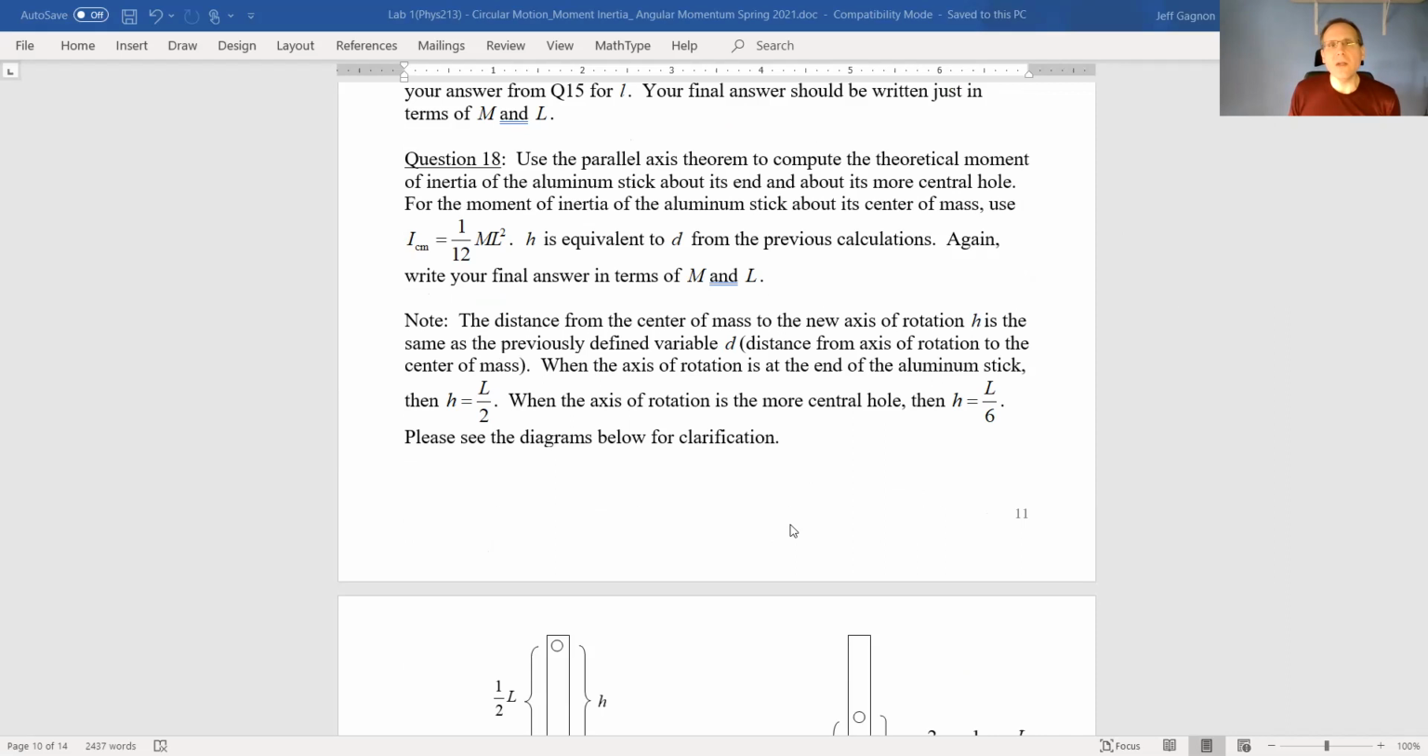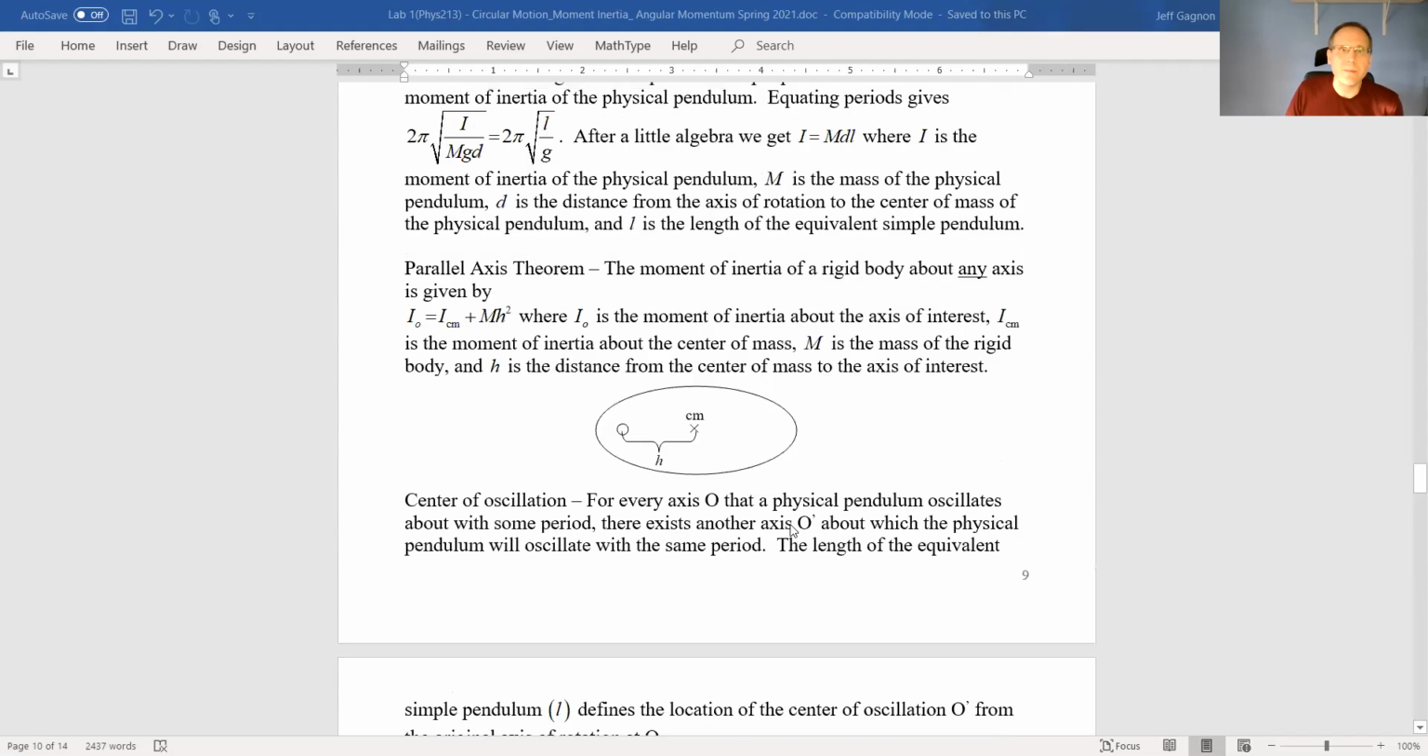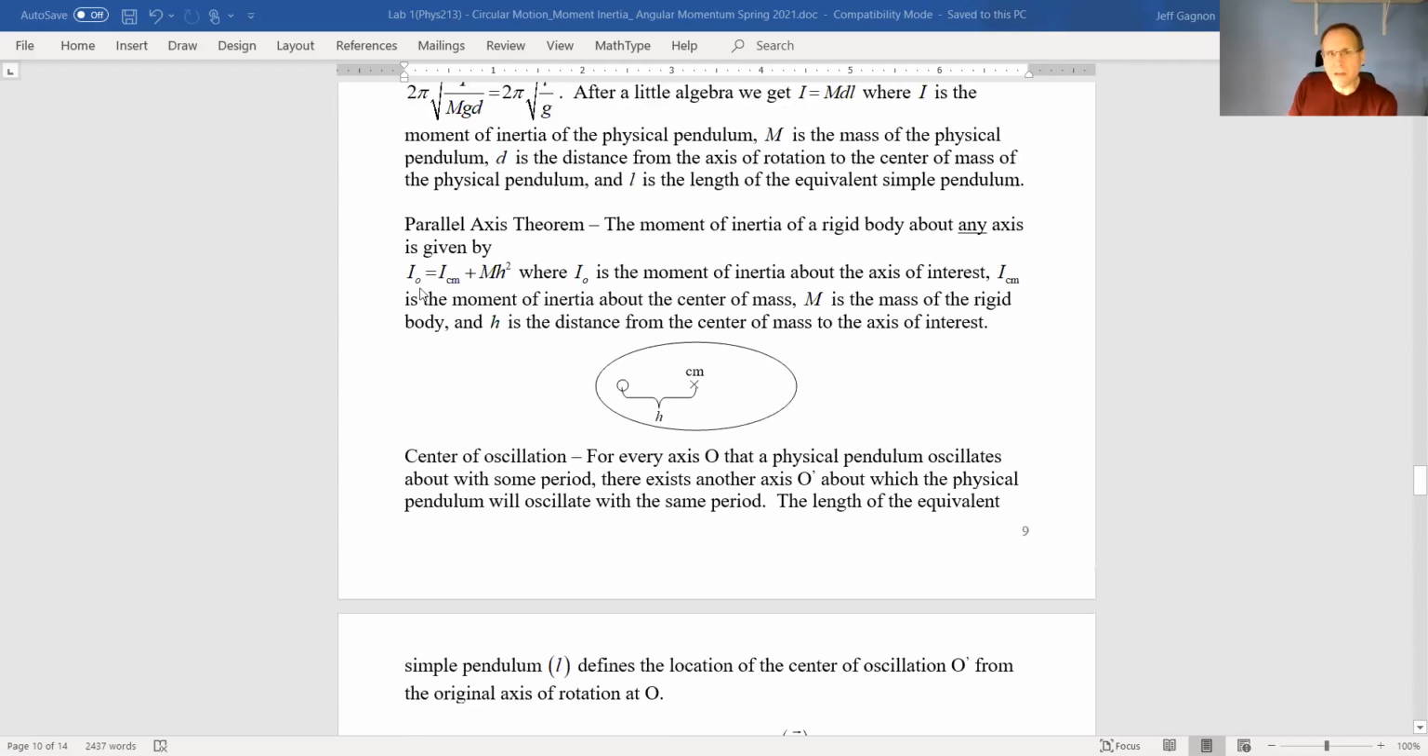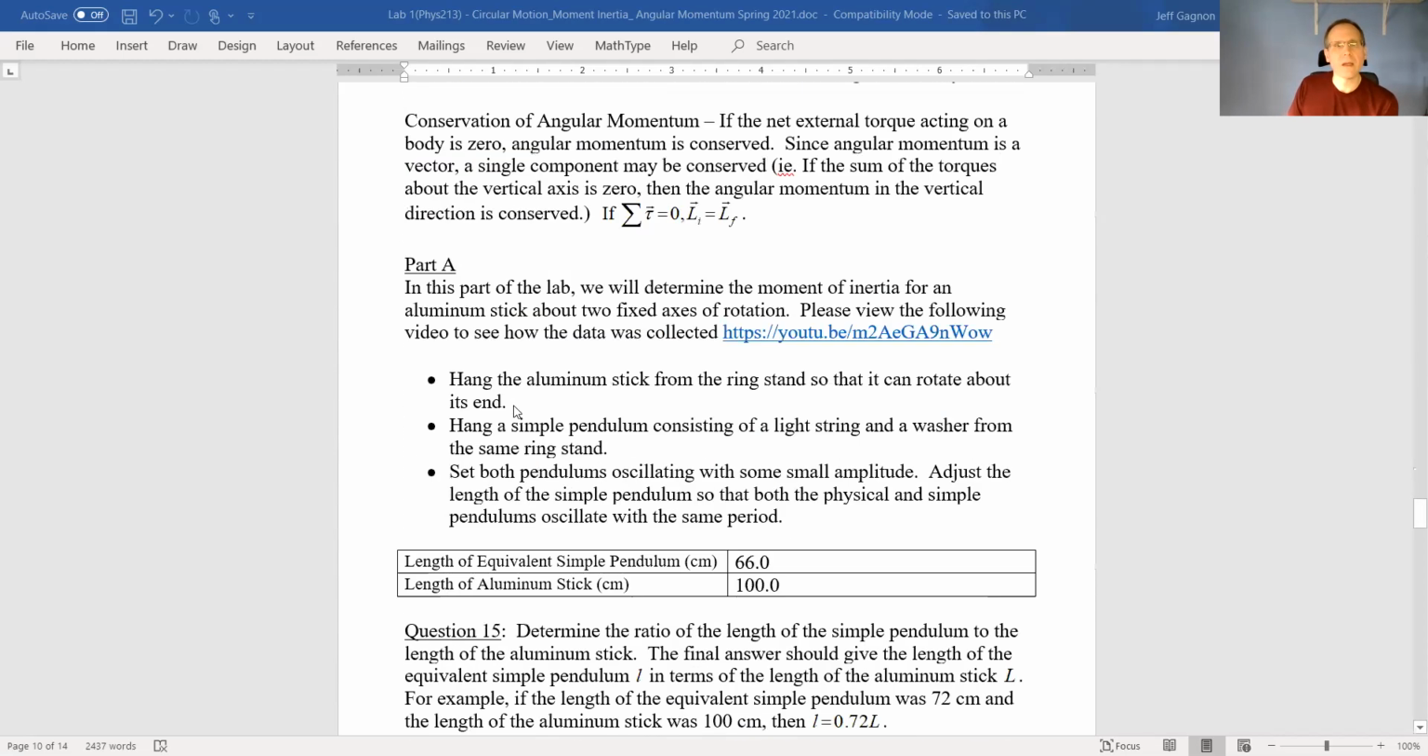And how are we going to do that? We're going to use the parallel axis theorem to do that. So remember, the parallel axis theorem says that the moment of inertia about a particular point, let me go back to the picture here. So the moment of inertia about some new axis of rotation is the moment of inertia about the center of mass, as if you calculated about the center of mass, and I'll give you that value, plus mh squared, where h is this distance from the center of mass to the new point that you want to calculate the moment of inertia about. So you have to add this mh squared to the moment of inertia about the center of mass.